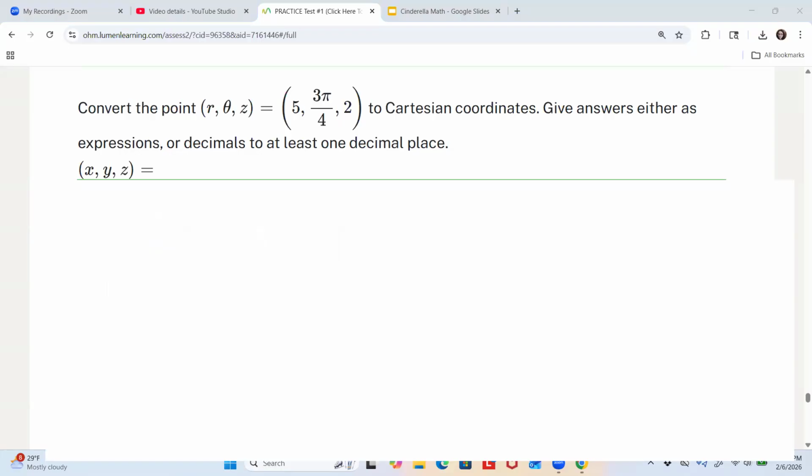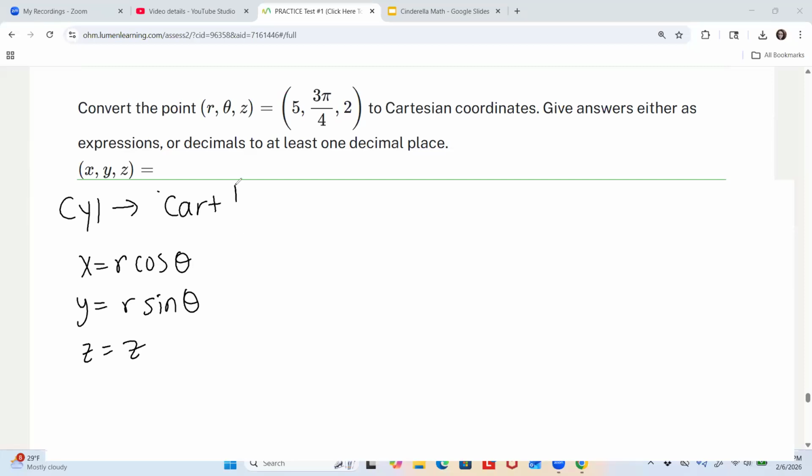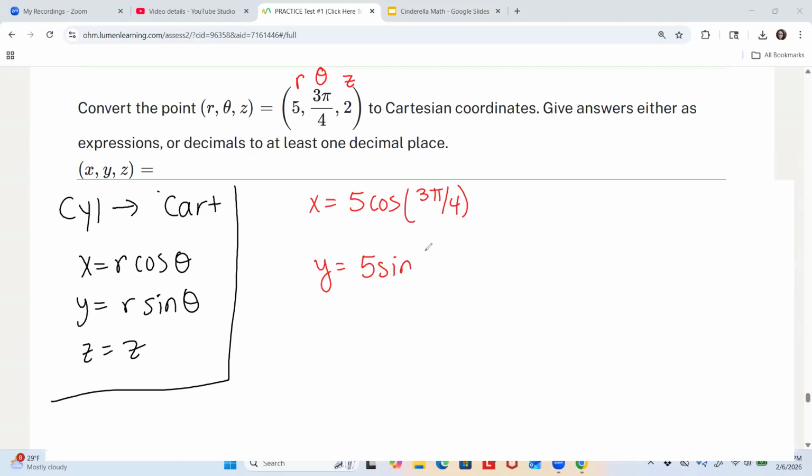If you're allowed a formula sheet, let's write down, we're going cylindrical to just Cartesian, or like normal x, y, z. All right, we need to know that x is r cos theta, and y is r sine theta, so very similar to polar, and then z is just z. So we are given that this is r, this is theta, this is z. So x is going to be 5 cos 3 pi over 4. y is going to be 5 sine 3 pi over 4. And z is just going to be 2. The z just stays the same.